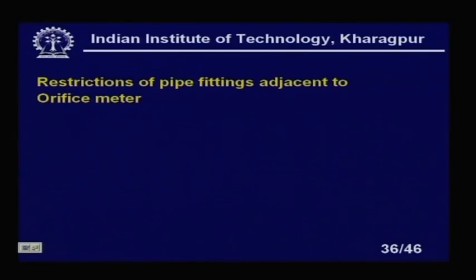So the pressure differential is, I told you repeatedly, what is the advantage of having a large pressure differential. Now, restrictions of the pipe fittings adjacent to the orifice meter. This is another most important thing practicing engineers must follow. There cannot be pipe fittings, pipe bends, tees, valves, etc., very near to the orifice, both upstream and downstream. What are those? Let us look at the details.